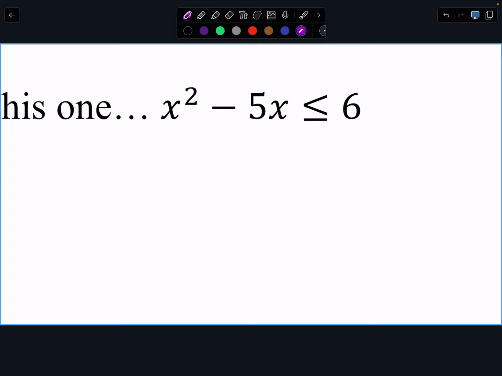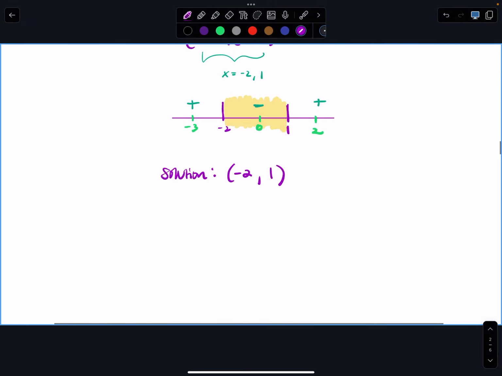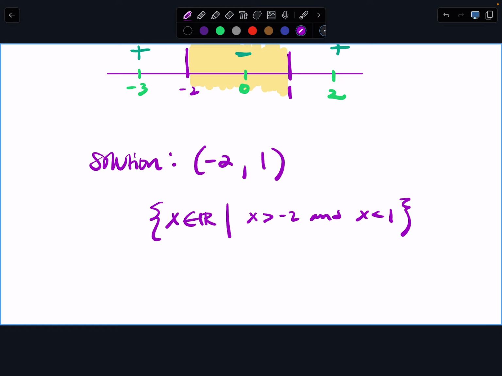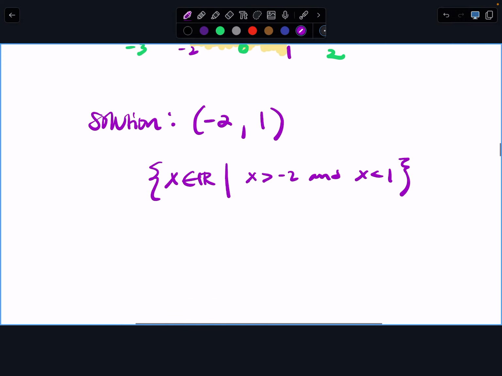If we were using set builder notation, I'm just going to go back up to this one for a second. If you were using set notation, which would include the inequality notation, you could say x is a real number such that x is greater than -2 and x is less than 1, or you could even use the compound inequality for set notation if you wanted to. Okay.